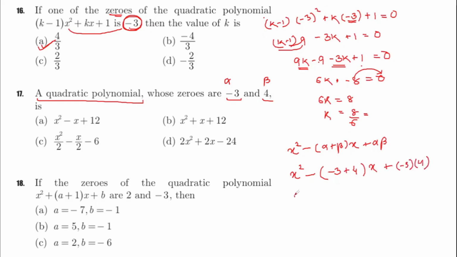Now x square. Let's solve this bracket first. 4 minus 3 gives you 1 and x, and 4 into 3 gives you 12.